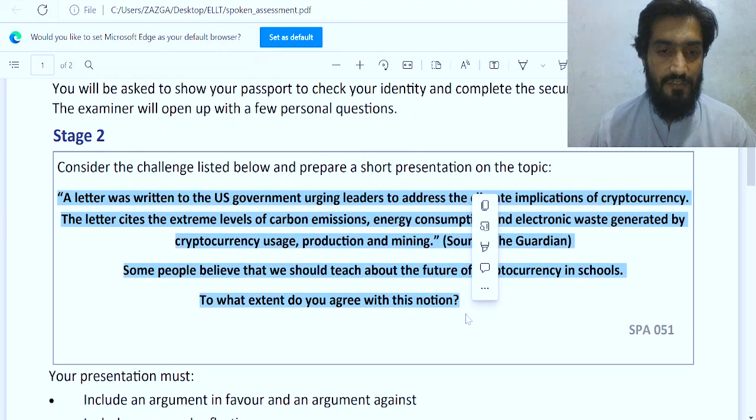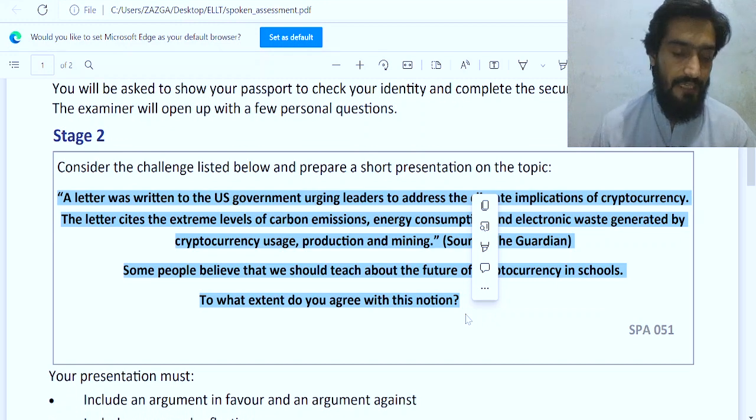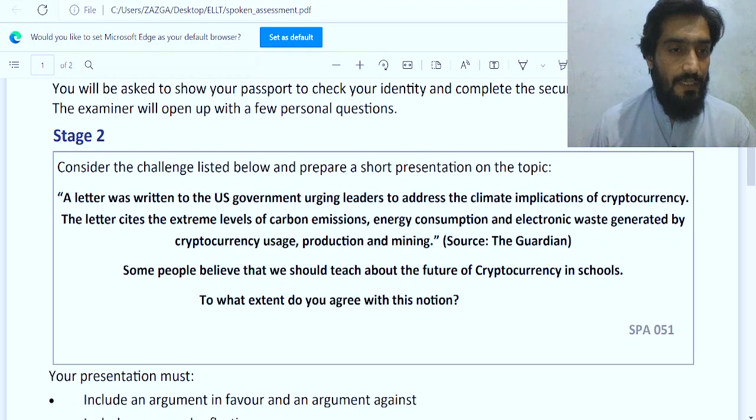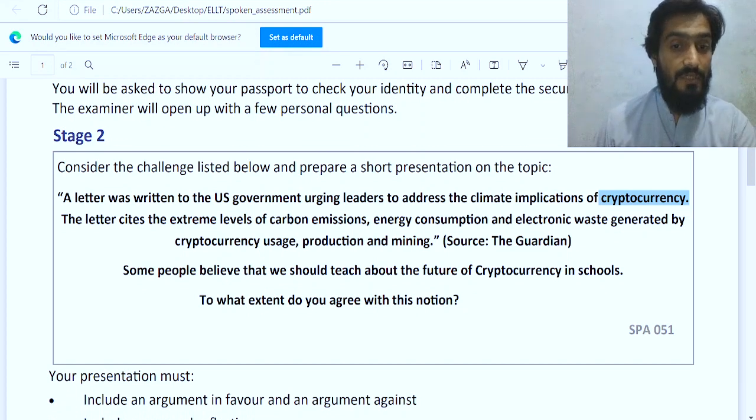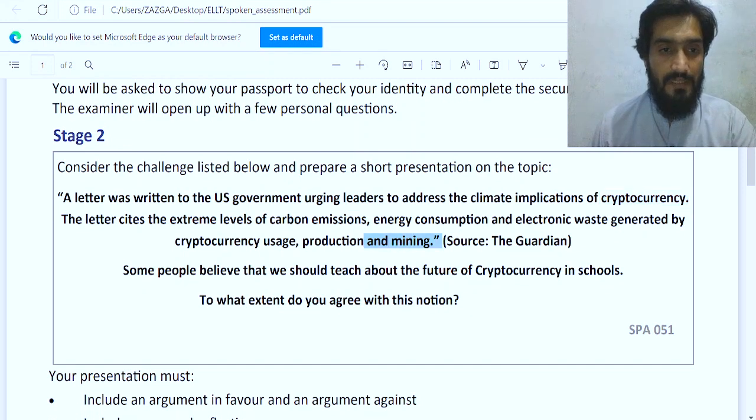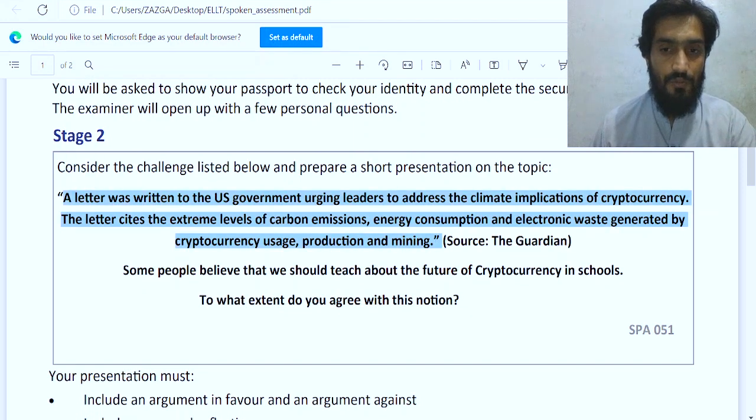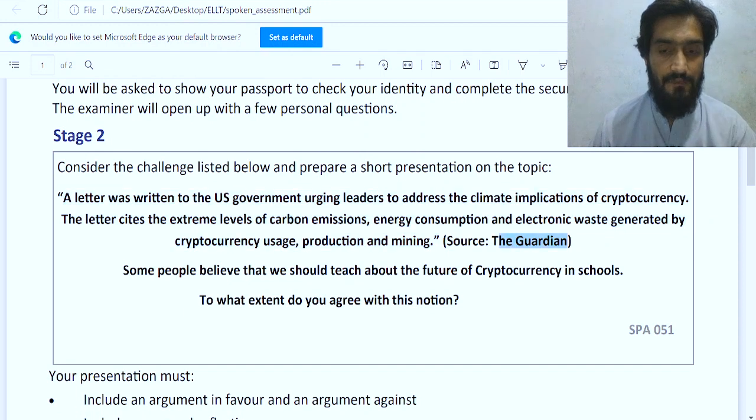Now you might have 5 days to prepare, you might have 10 days, you can have 2 days, 3 days. It depends on your capability. So the topic is, let me read it. A letter was written to the US government urging leaders to address the climate implications of cryptocurrency. Now the topic is about cryptocurrency. The letter cites the extreme levels of carbon emission, energy consumption, and electronic waste generated by cryptocurrency usage, production, and mining. Now, this statement has been taken from a source, The Guardian. The Guardian is a website, an online newspaper.